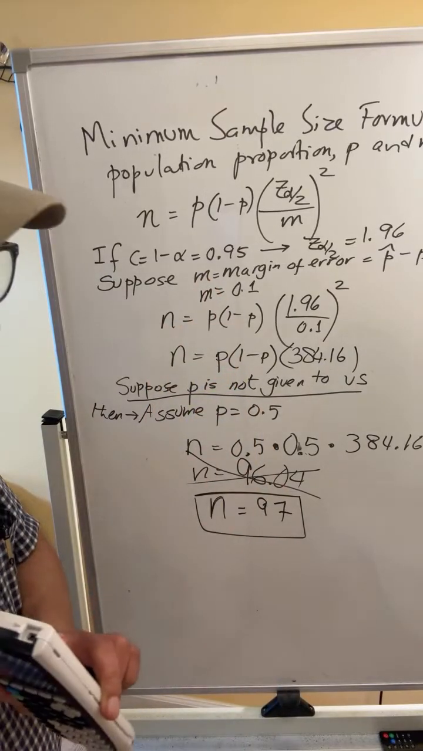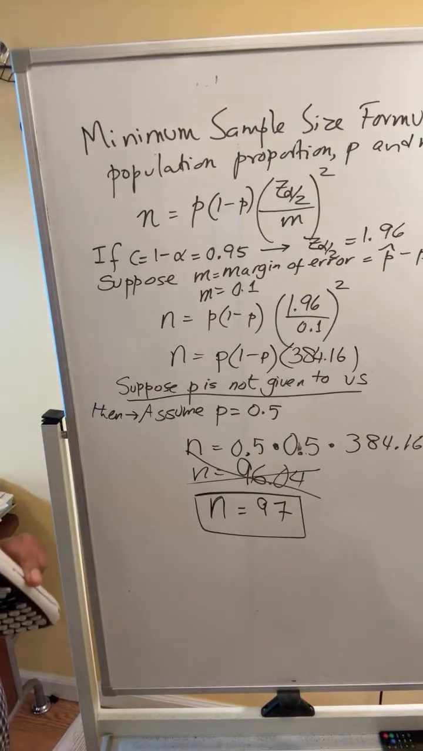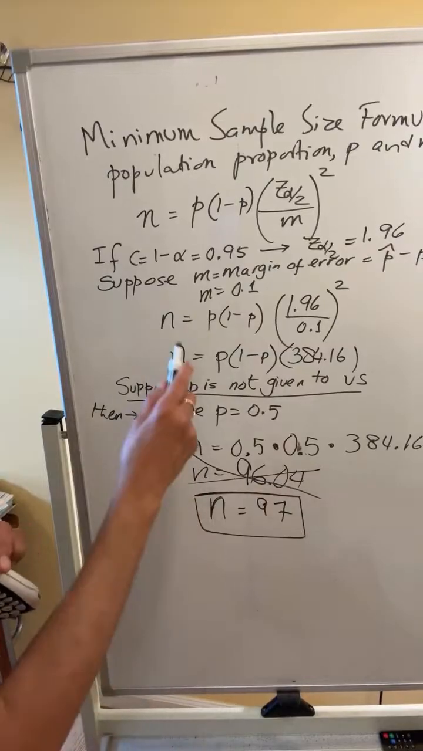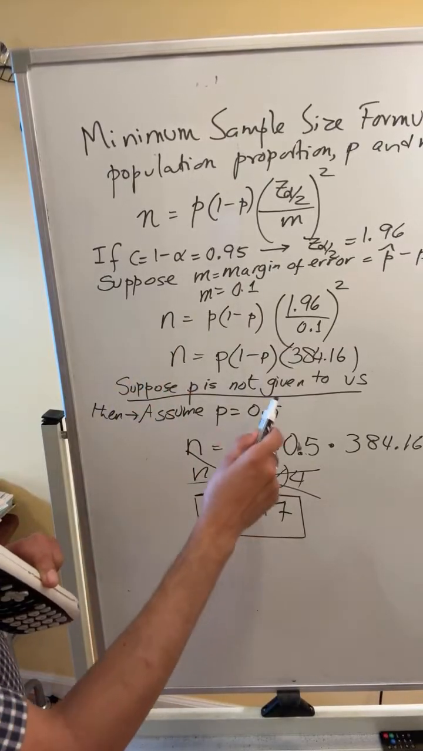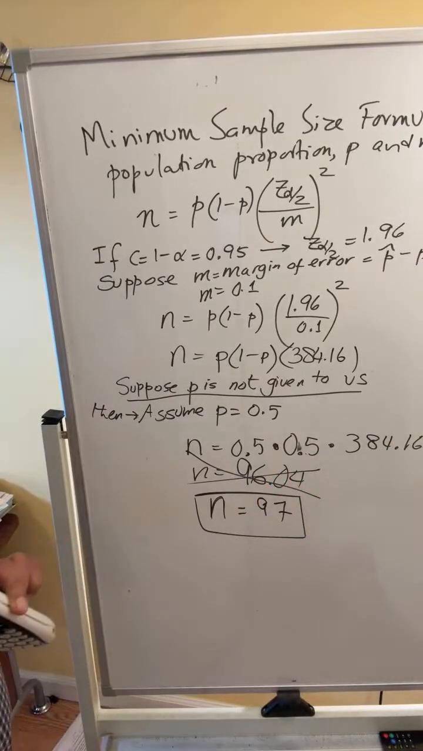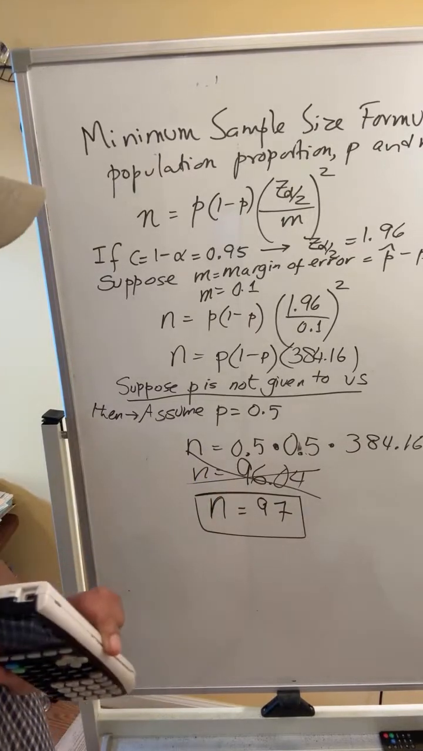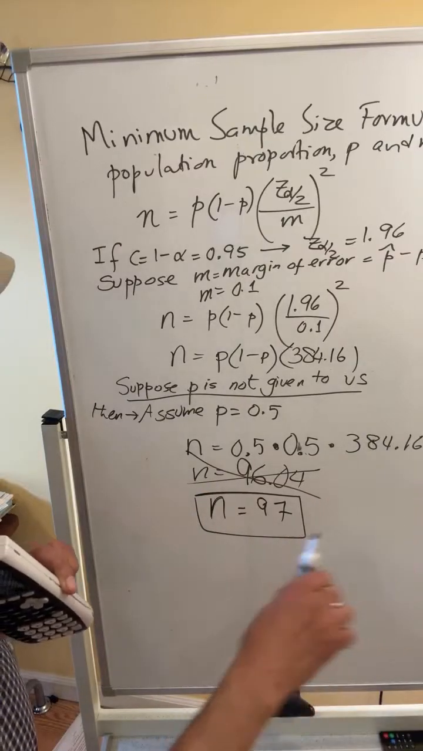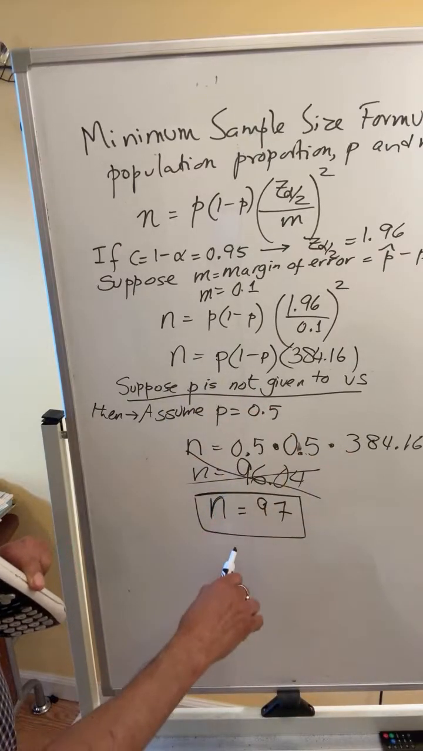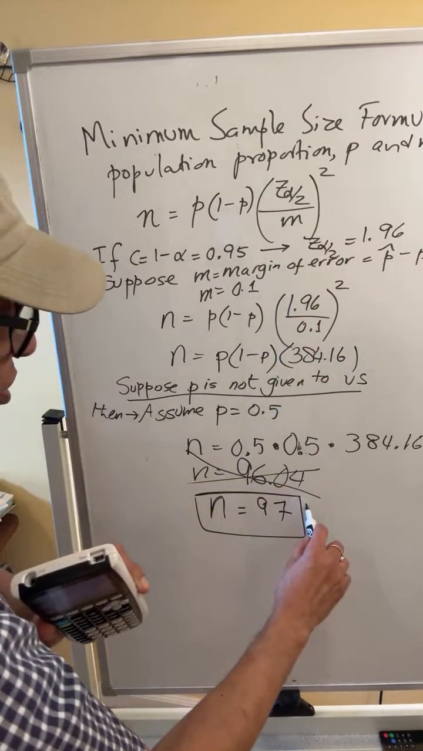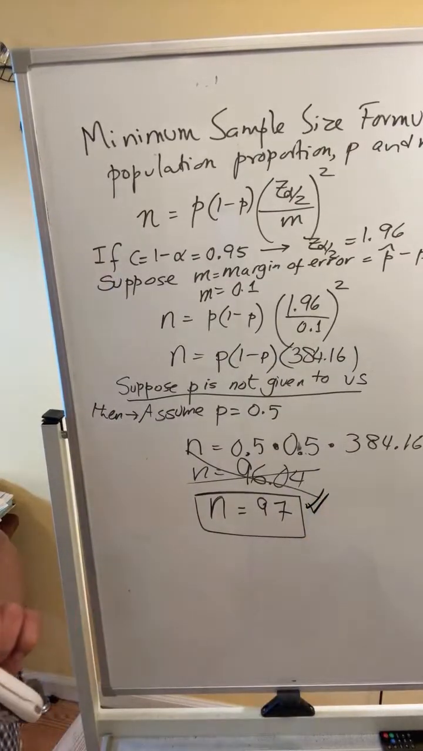Most of the time we do not know the population proportion. In that case, we will assume population proportion as 0.5. So n is 0.5 times 0.5, since 1 minus 0.5 is also 0.5, times 384.16. Sample size comes out as 96.04. This is incorrect because we have to round it up. We do not round it down to 96. We round it up to the next sample size, 97. So this is the correct answer in this case.